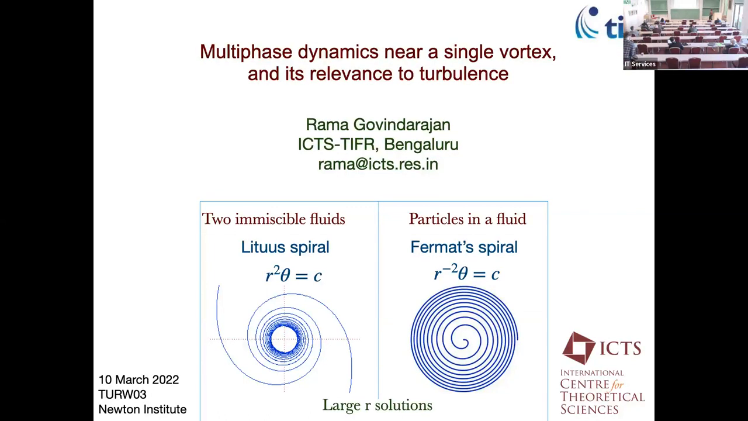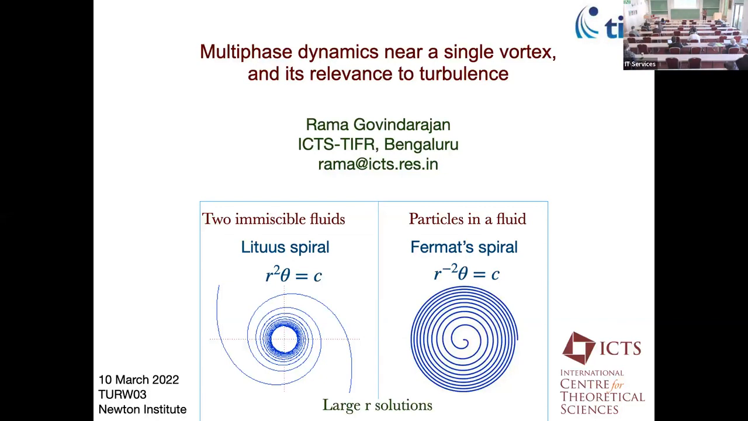Today, I'll be talking about two situations where we'll try to solve the problem exactly using a single vortex, and then we'll ask what its relevance is to turbulence. The first one is two immiscible fluids, which are on either side of this interface. And this interface rolls up in this manner. And the next problem is about particles in a fluid.